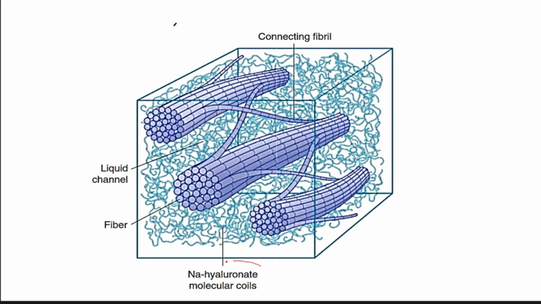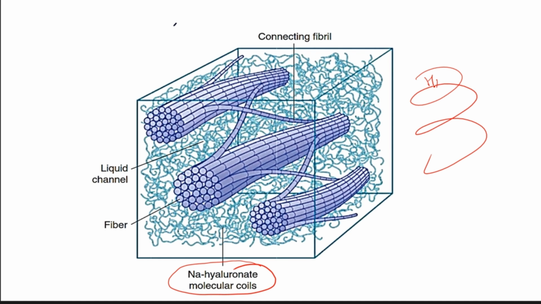Apart from that, you can see the extracellular matrix, which has a lot of proteins, but the major one is hyaluronic acid, and within the coils of the hyaluronic acid you have water molecules which are entrapped in it. Almost 98 to 99% of the vitreous is water.